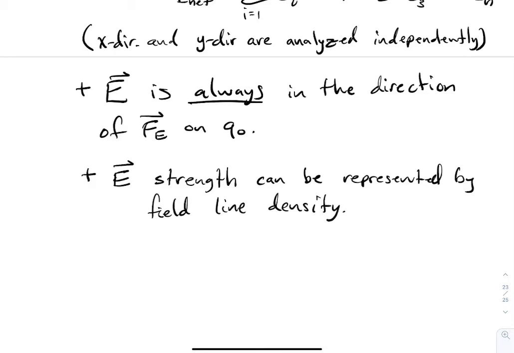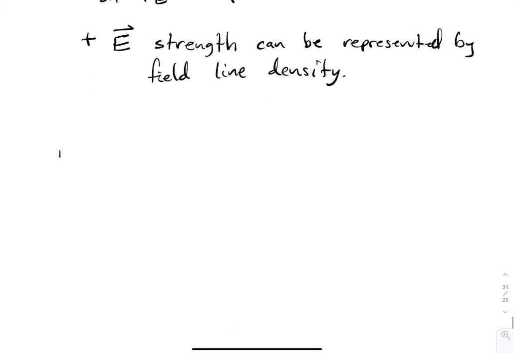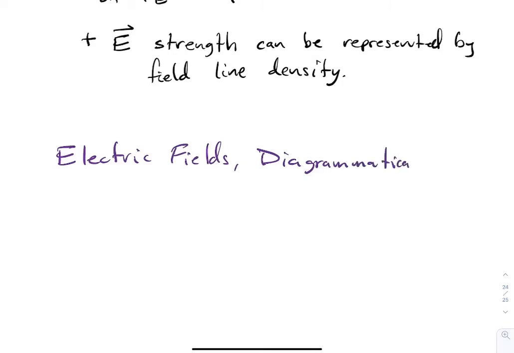And I'll come back and show you exactly what that means after our first diagram of an electric field, which is what we're going to do now. So we're going to look at electric fields diagrammatically. Another way to think of this is that this will be the electric field produced by specific geometries of charges.